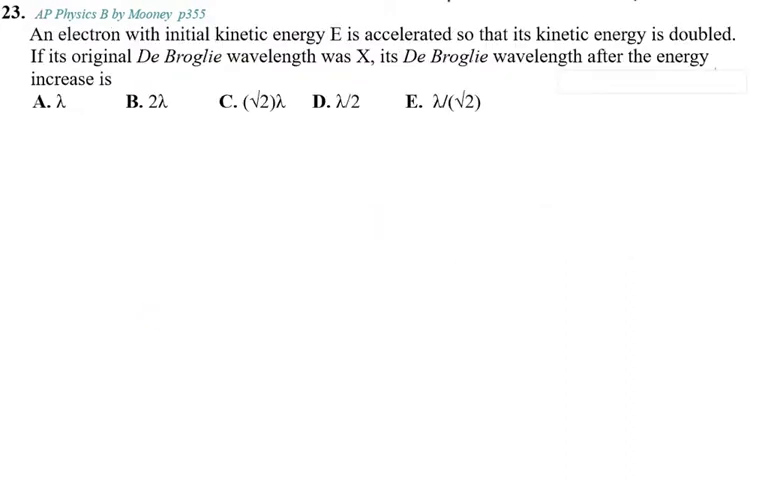In this question, they say an electron with initial kinetic energy E is accelerated so that its kinetic energy is doubled. If its original de Broglie wavelength was X, its de Broglie wavelength after the energy increase is... So de Broglie wavelength has a formula where lambda, the wavelength, is equal to Planck's constant over the momentum of the particle, and here we have Planck's constant over m times v.